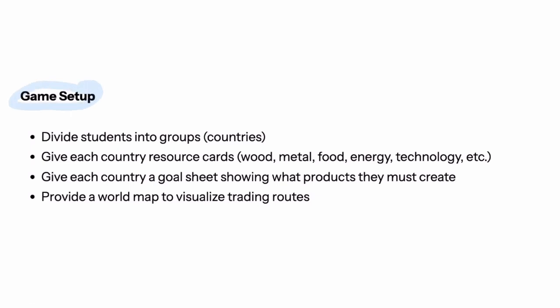Now let's talk about the specific game setup. First, we will need to divide students into groups who will act as countries. Give each student resource cards, for example, wood, metal, food, energy, technology, and more. Then give each country a goal sheet that shows what product they must create. Lastly, to set up, we should provide a world map to visualize trading routes.